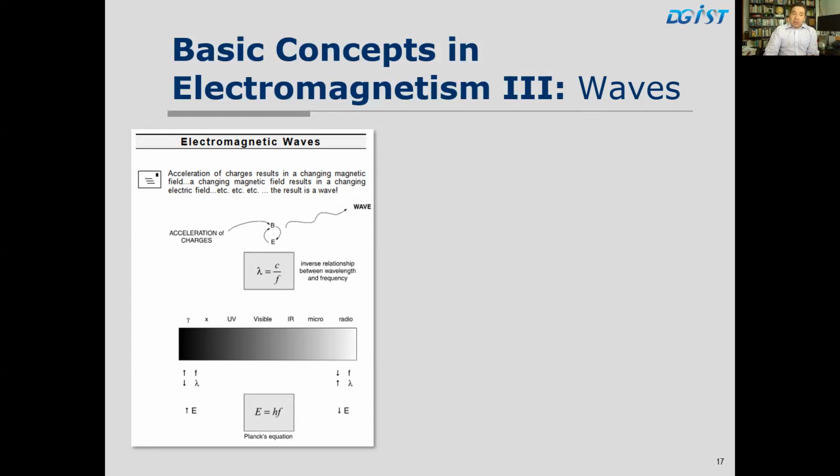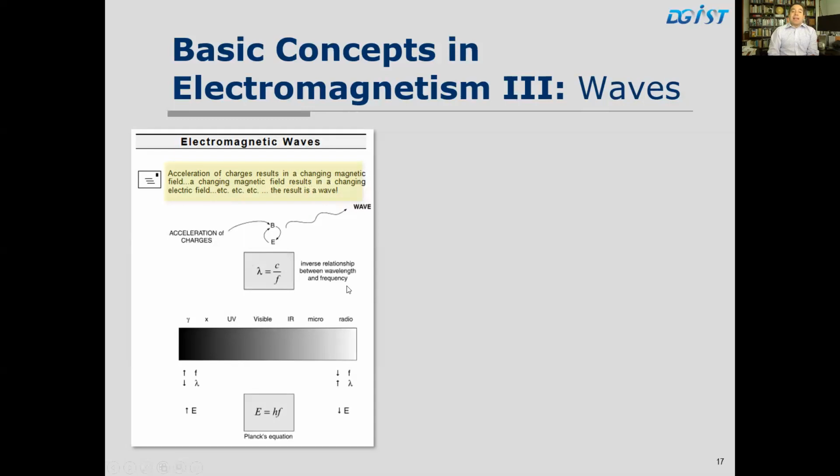So to put it very conceptually, the acceleration of charges will result in a changing magnetic field. A changing magnetic field, in turn, will result in a changing electric field. And the result, essentially, is a wave. So these charges are accelerating, creates a changing magnetic field, creates a changing electric field, and this self-propagating interaction, if you will, creates a wave.